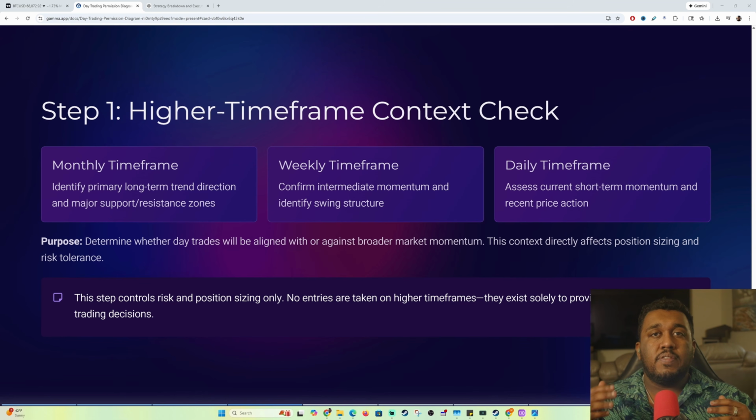So the purpose of this step is to determine whether the day trades will be aligned with or against the broader market. If you're going with the overall momentum, you can trade more confidently and you can trade with larger positions and more leverage. But if you're going against the momentum, maybe you want to have a smaller position and less leverage just to make sure you are taking into account you're going against the grain. You're going against what the momentum is trying to do here.